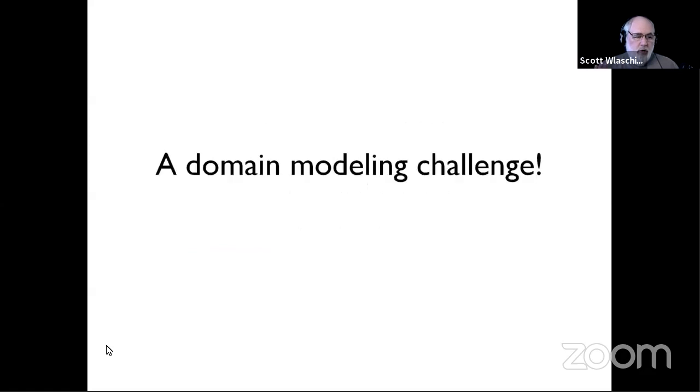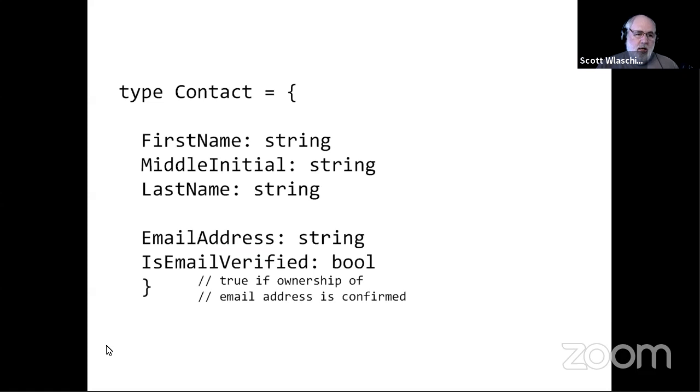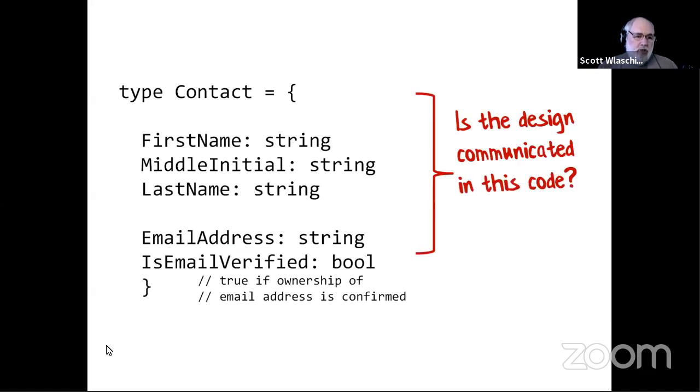So I'm going to give you a little challenge, and then we'll take a little break to ask questions. While we're having a break, you can think about this. Here is a contact design, and it's got a first name and a last name, and this is F# code, and it could be JSON or something.